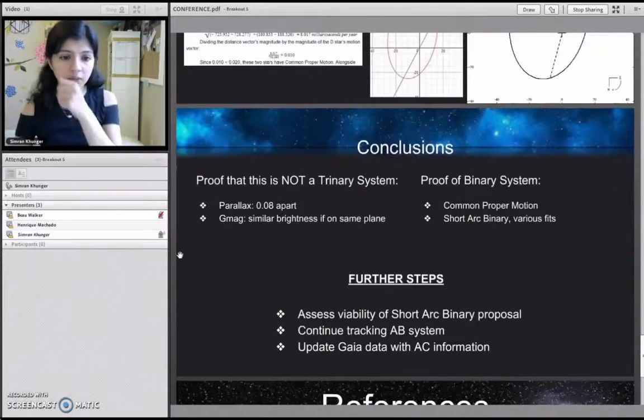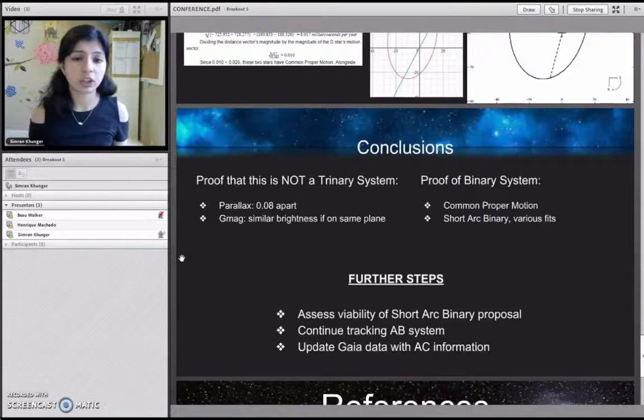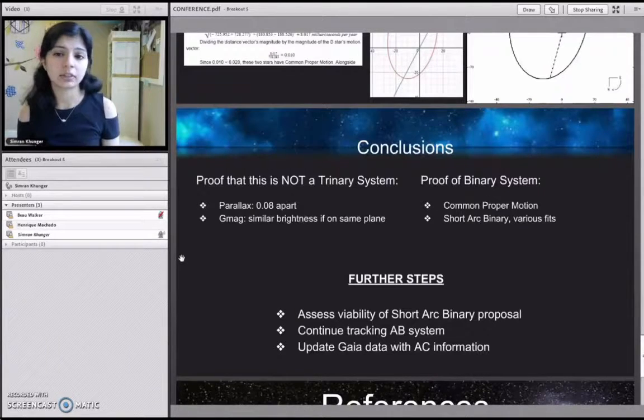In conclusion, we can come up with a few different things. First, we give it further proof that this is not a ternary system. Although this system was already declassified a while ago, perhaps 20 years or so, as a trinary system, we provide more data to the Gaia-2 database that this is not a trinary system, namely through the parallax and 0.08 apart and the GMAG data. Next, we have proof that this is a binary system because of 1, the common proper motion, and 2, the short arc binary various fits that we came up with, fairly good fits with good R² values.